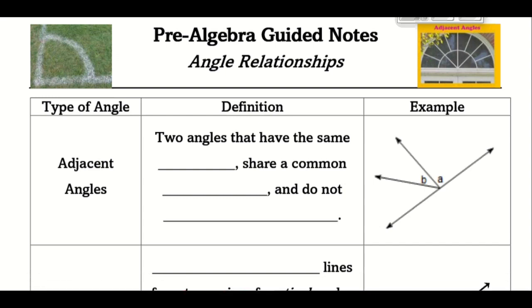All right, here we're going to be talking about angle relationships. So when I say angle relationships, I mean how do two angles relate to each other? And we're going to use some specific words to describe those angle relationships. The first one you're going to see here, these are called adjacent angles.